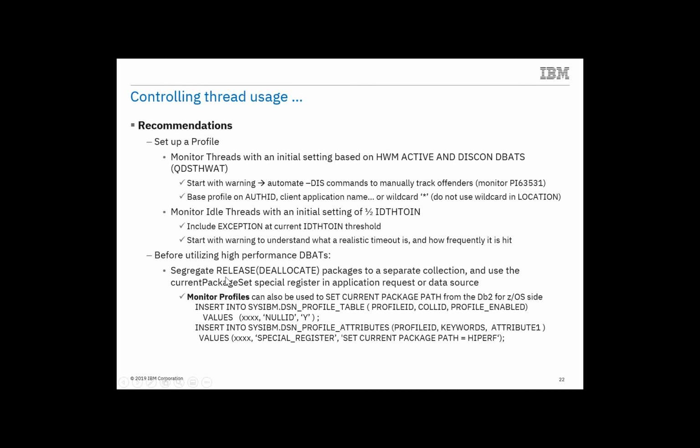And of course, for high performance DBATs, test, go through the litmus test I talked about in the previous slide, and only allow well-behaved applications to use the release deallocate packages. And here's an example for the profile. Once again, to set certain applications to use certain collections so that then they are the only ones allowed to use a high performance DBAT.